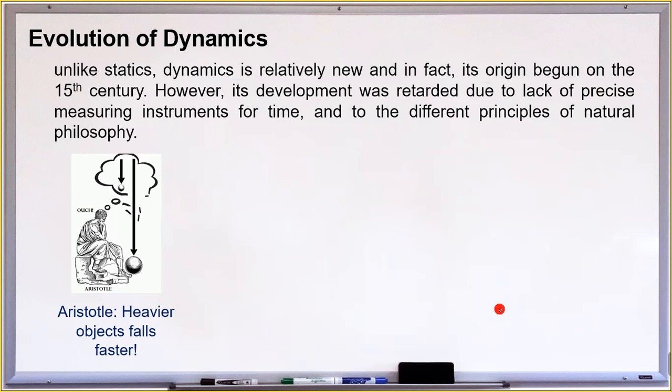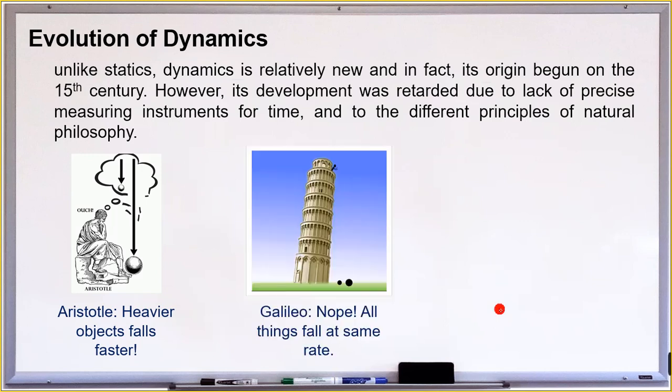So he said that if you drop a ball, a pebble, or let's say paper, of course Aristotle said, very common sense, that the pebble falls faster than the paper. Okay, that was his claim. However, it was contradicted by Galileo, no?